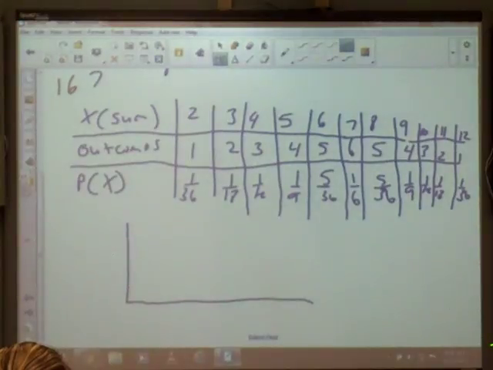Okay. So I need to go from 2 to 12 on my x-axis.